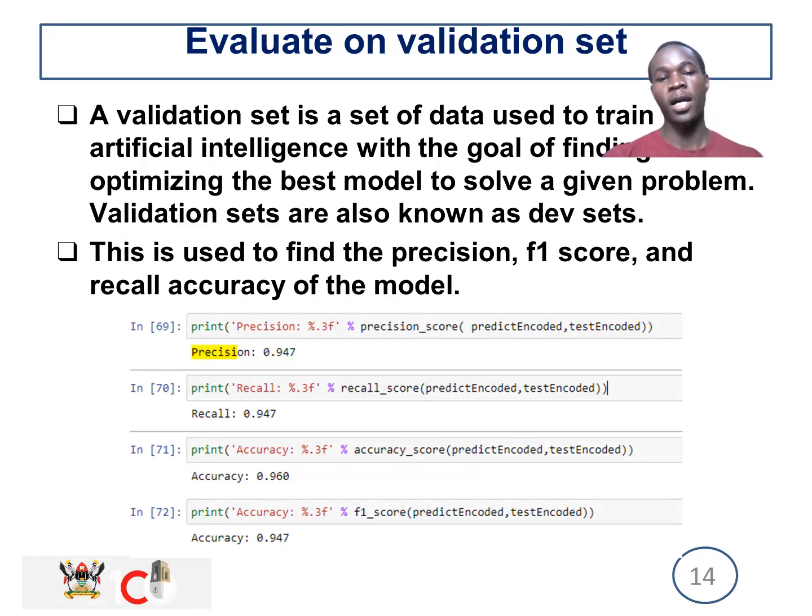When I calculated my precision, I got 0.94, which means it's 94.7% precise. Then I have the recall, which is the same. The accuracy is 96.0%, and the F1 score is 94.47%. This is a good summary of my model.